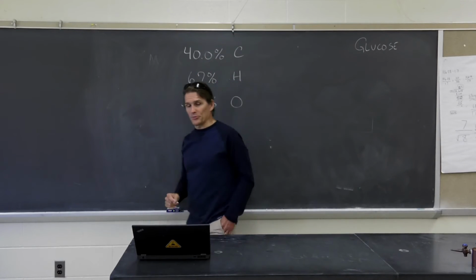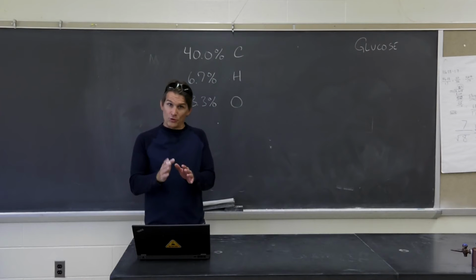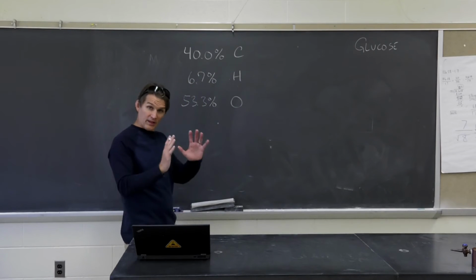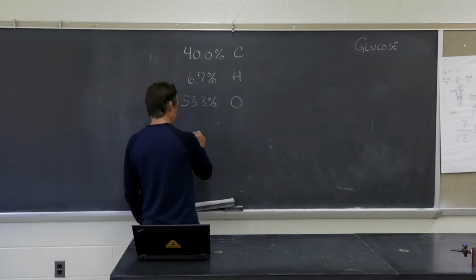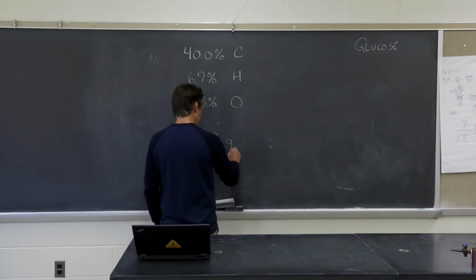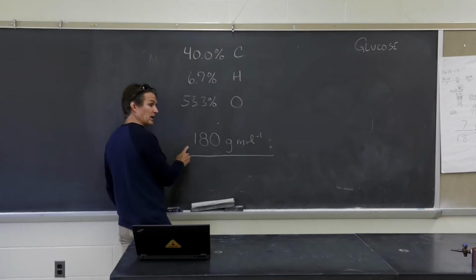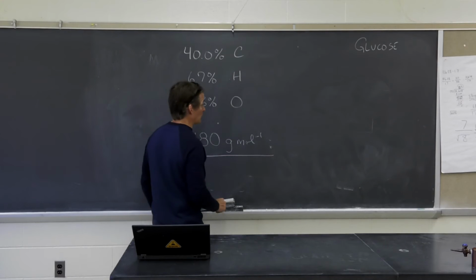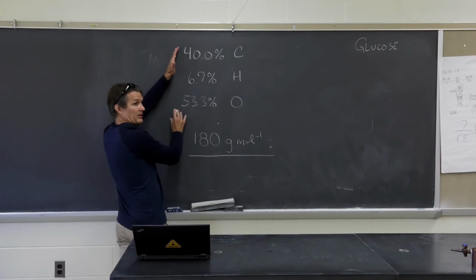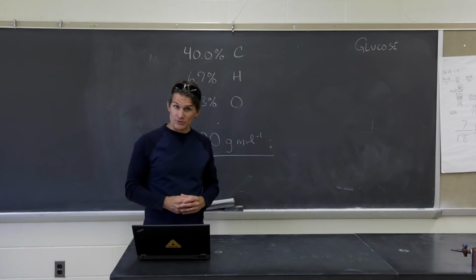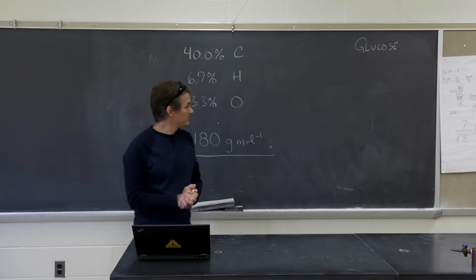From this information, we can find the lowest ratio of carbon to hydrogen to oxygen in glucose. We can then use that information and the information from a second experiment. I know that glucose is 180 grams for every mole. So given that this is the molecular weight of glucose and this information, we're supposed to find the molecular formula for glucose. That's our task.